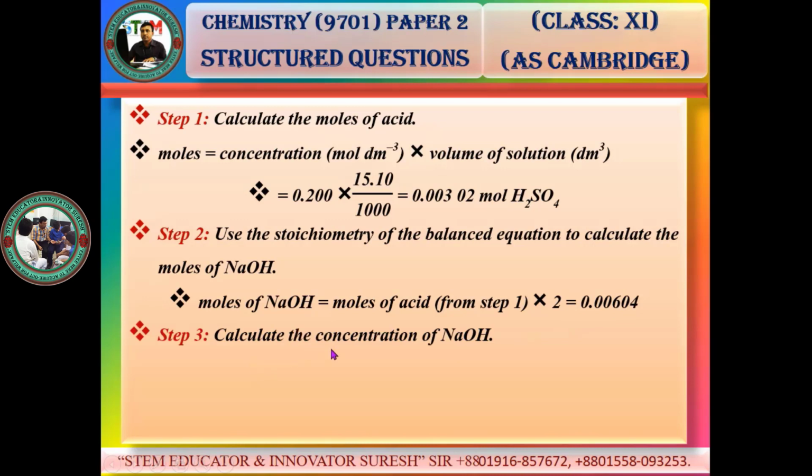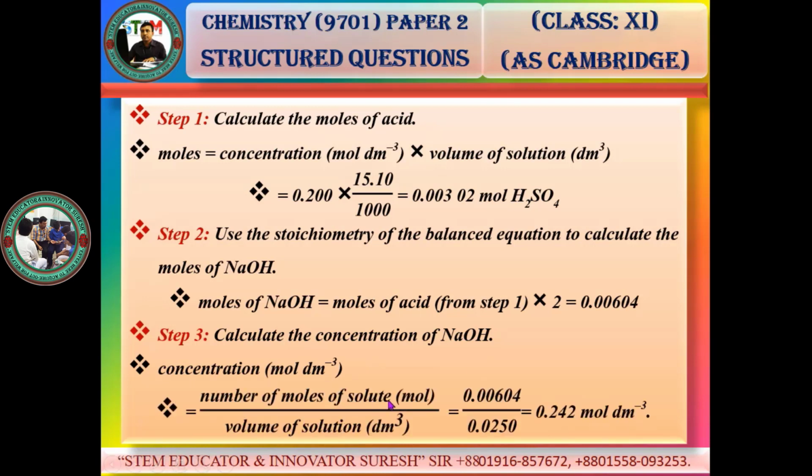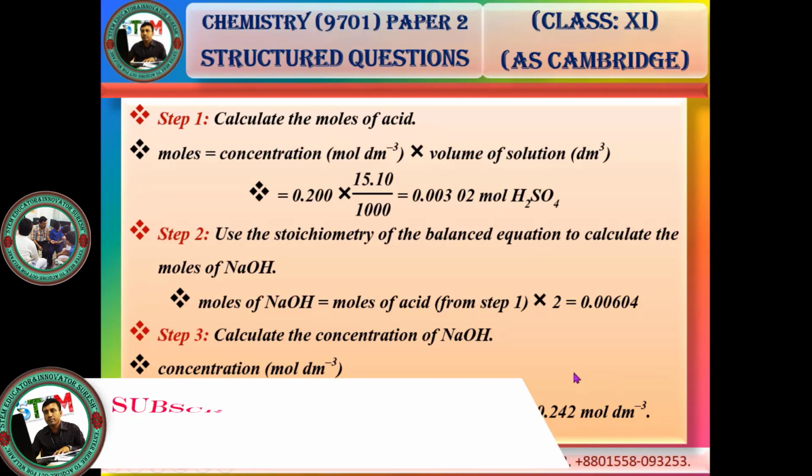Step 3, calculate the concentration of sodium hydroxide. Now we already got the number of moles of sodium hydroxide, and we also know the volume. Now we can calculate the concentration in mol per dm3, which equals the number of moles of solute in mol divided by the volume of solution in dm3. This is the number of moles from step 2, and this is the volume, and after doing it we are getting 0.242 mol per dm3 of sodium hydroxide. This is the concentration. Are you with me? Okay, it's very nice to calculate.